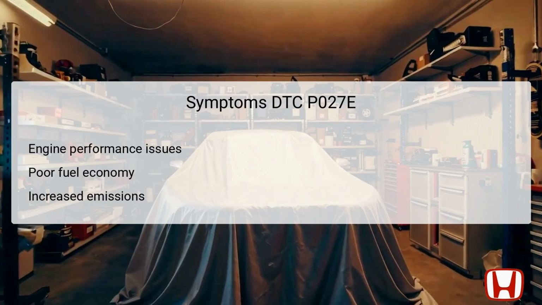When DTC P027E is triggered, certain symptoms become evident. Drivers may experience noticeable engine performance issues, such as rough idling or stalling, indicating that the air-fuel mixture is not optimal. Additionally, a significant drop in fuel economy may occur as the engine struggles to adapt to its incorrectly commanded lean mix. Increased emissions can result, compounding environmental impact and potentially leading to failure during emission testing.